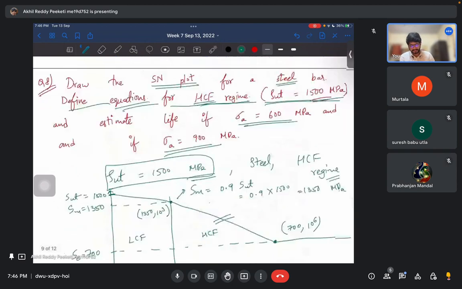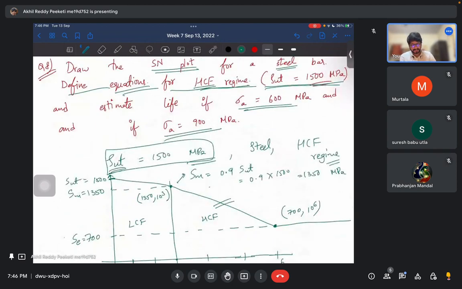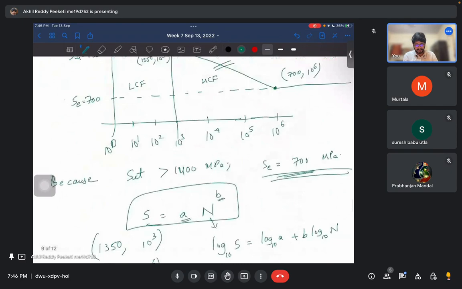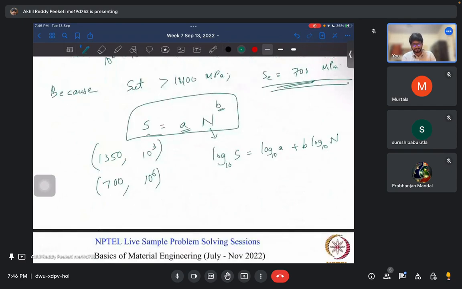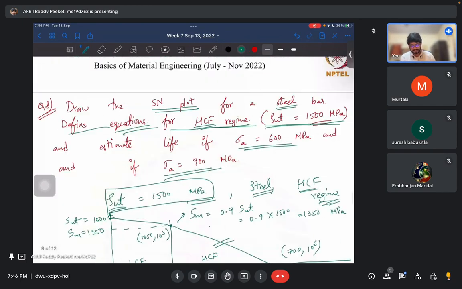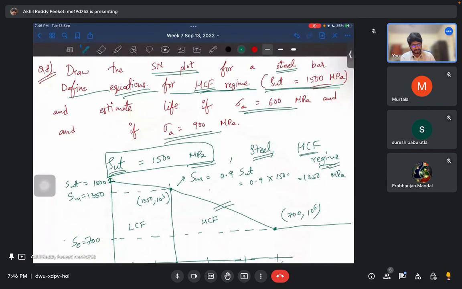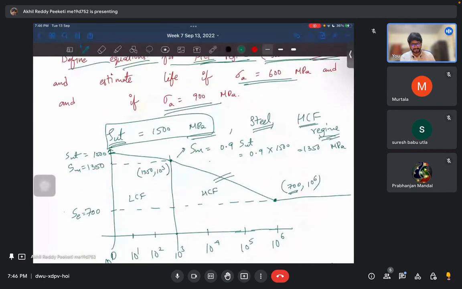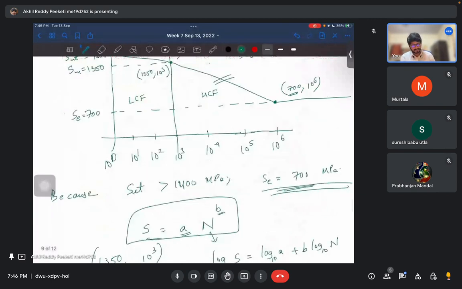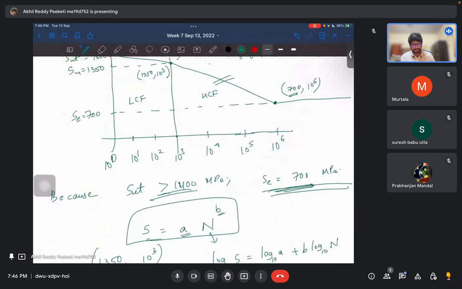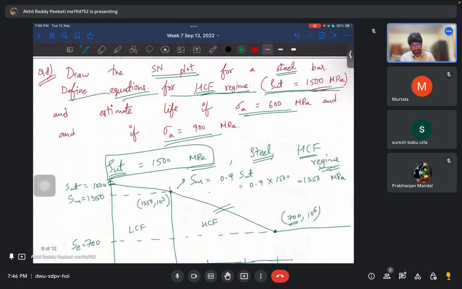So by just knowing ultimate tensile strength and the material type, we can draw the fatigue graph on our own and give the equation also. Now if SUT is less than 1400 MPa, here you will directly take half of SUT. Because it's greater than 1400 MPa, you fix it to 700 MPa only.